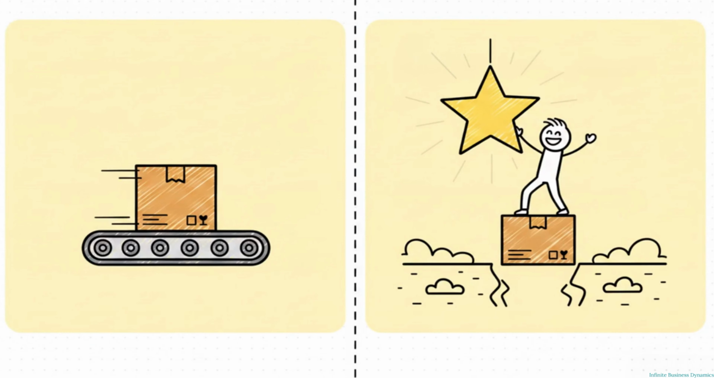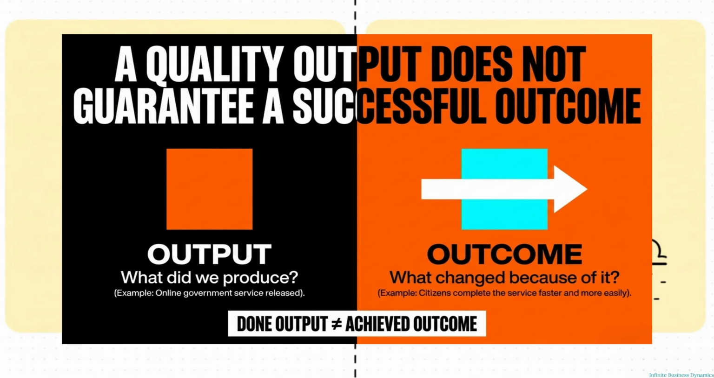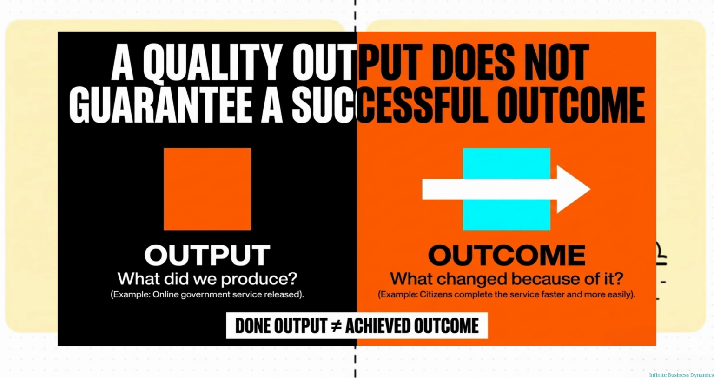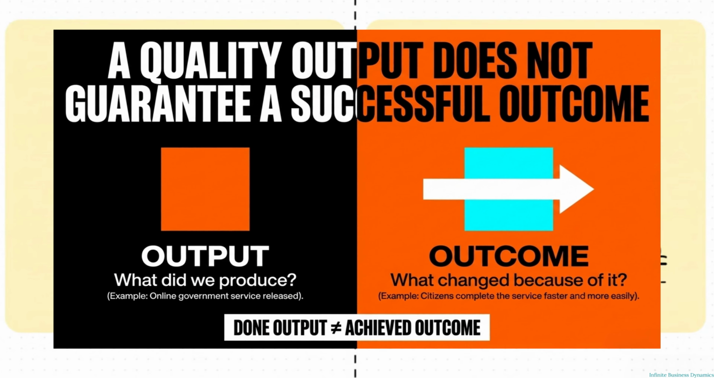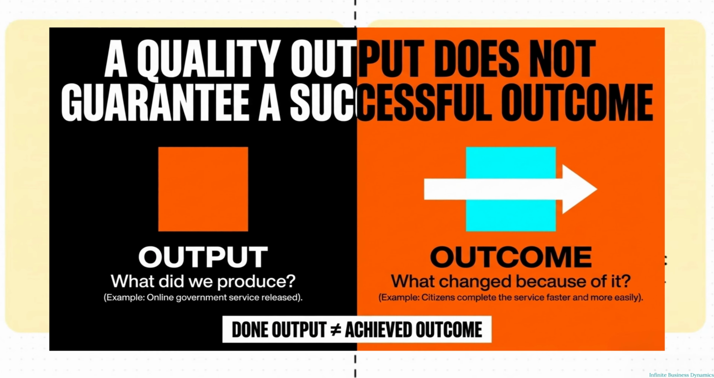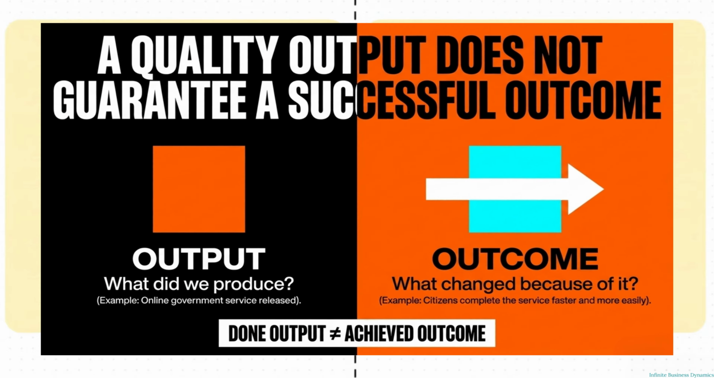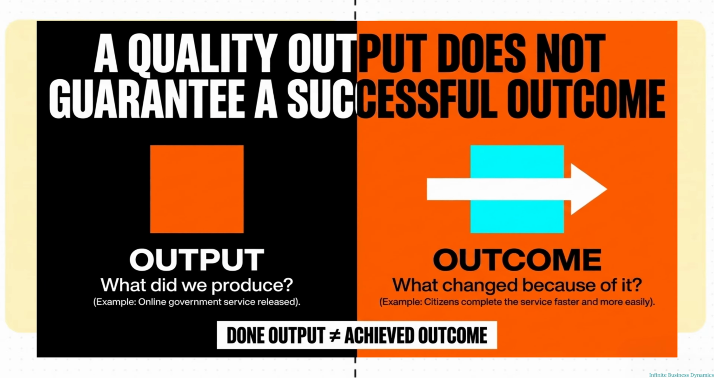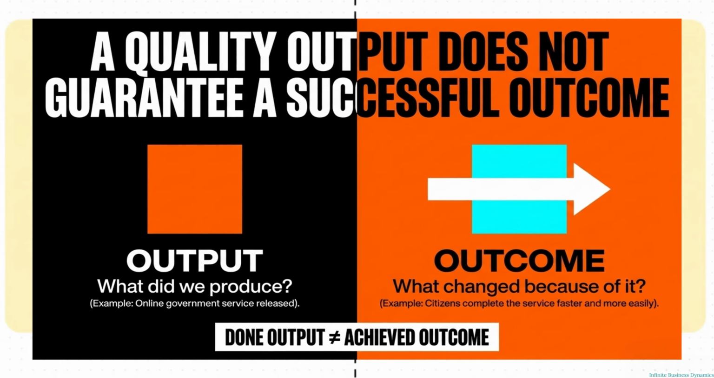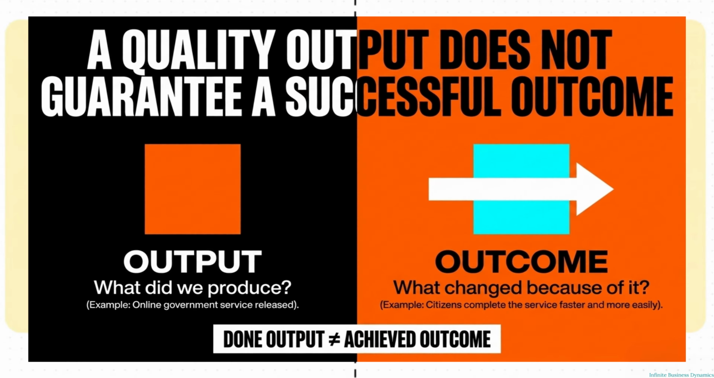Let's put these two right next to each other to really cement the difference. Output is what we produced. Outcome is what changed because of it. It is vital, absolutely crucial that this distinction is fully absorbed. Delivery is the output. Behavior change is the outcome. If we ship a new search bar, hey, that's an output. But if users actually find what they're looking for twice as fast, now that is an outcome.